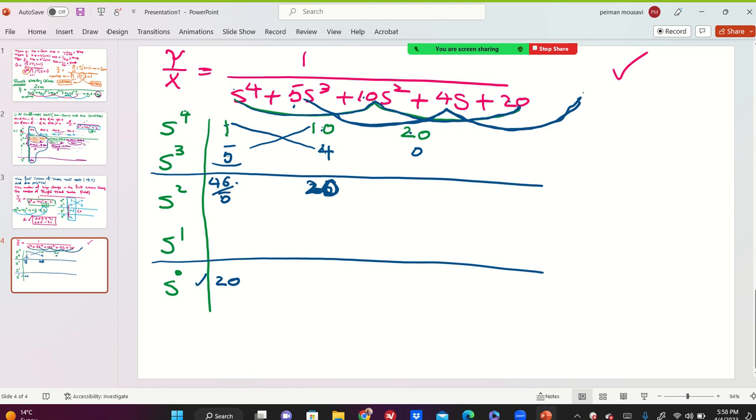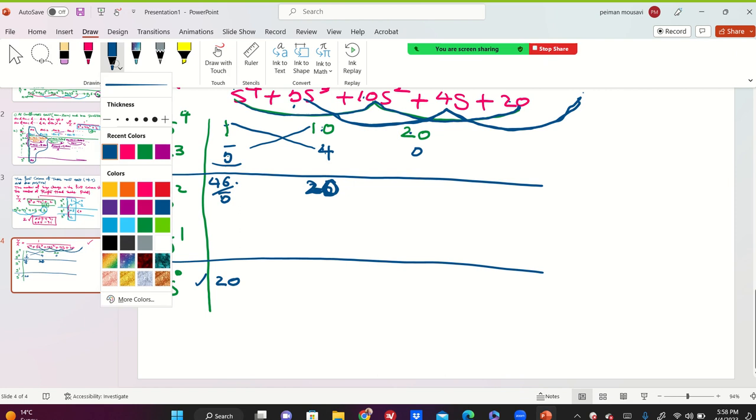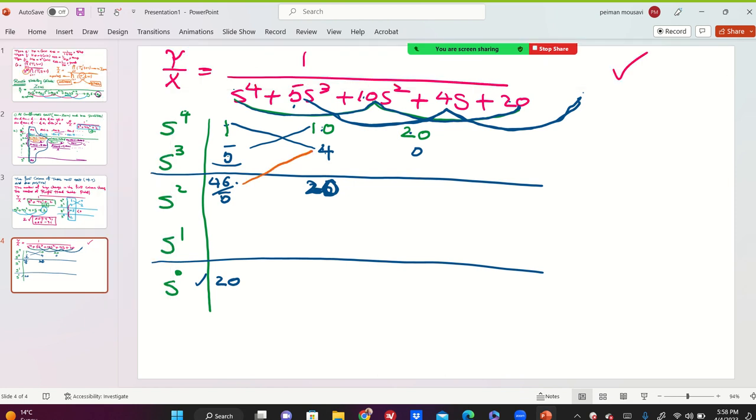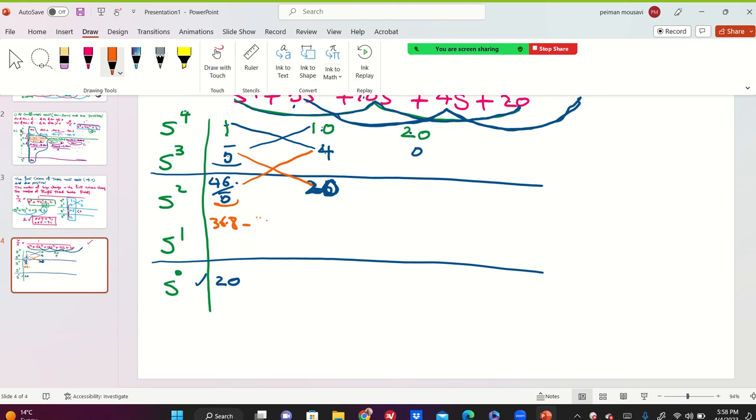Now, for the next line, you have to multiply this by this, divided by this. So let us do that together. 4 multiplied by 46 divided by 5 means 36.8 minus 100.